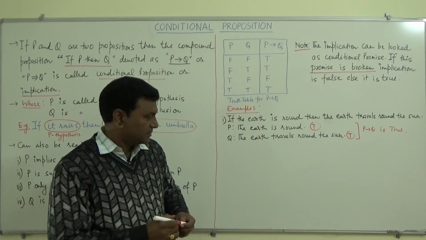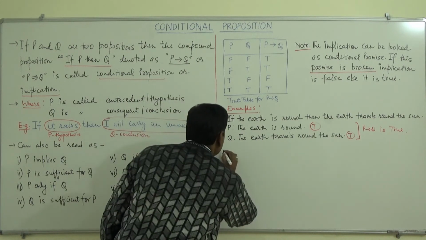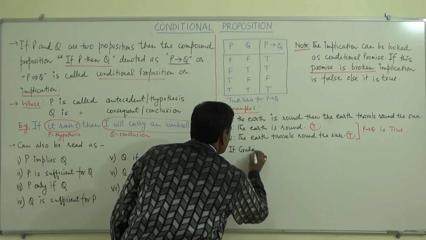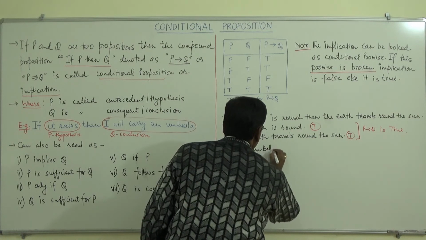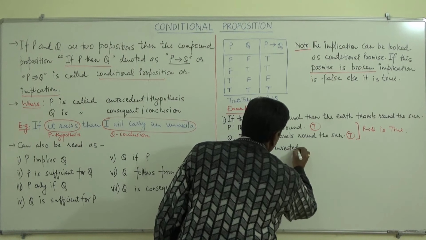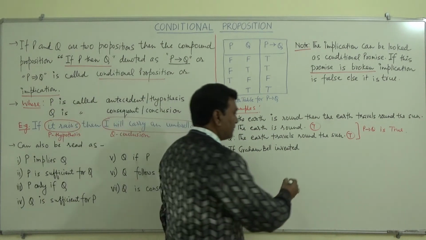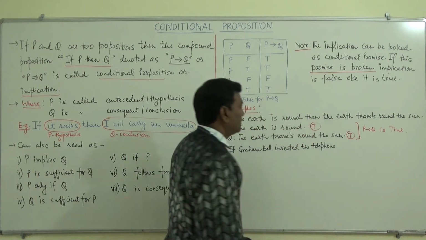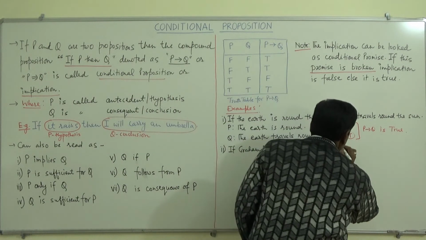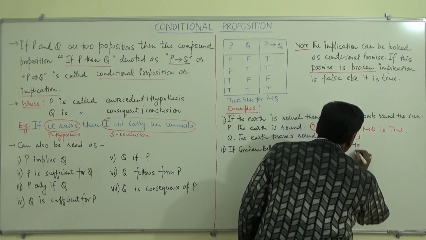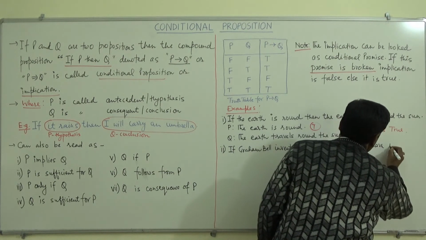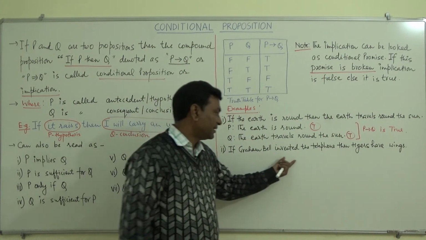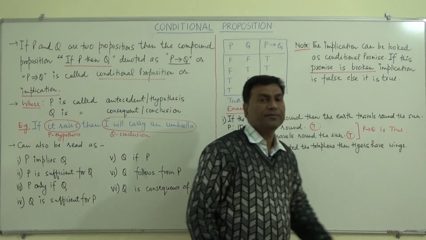Now we will see the second example, and the second example is: if Graham Bell invented the telephone, then tigers have wings.